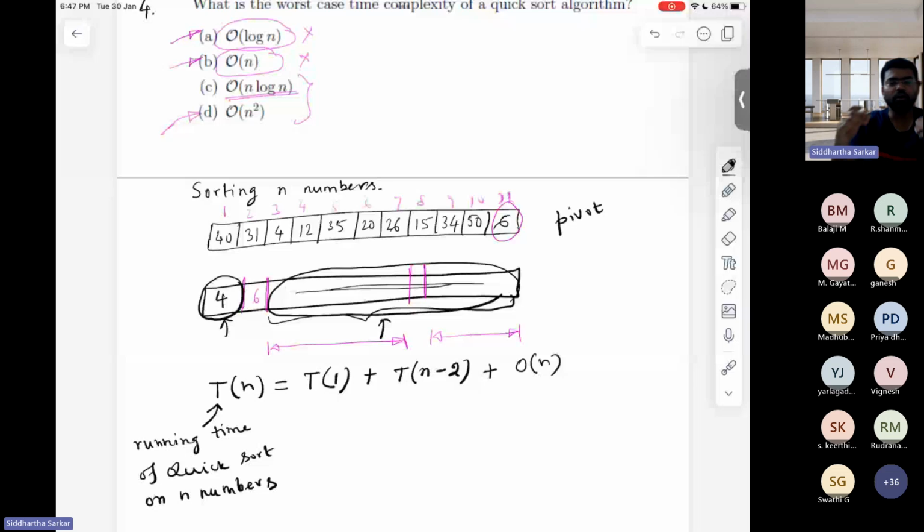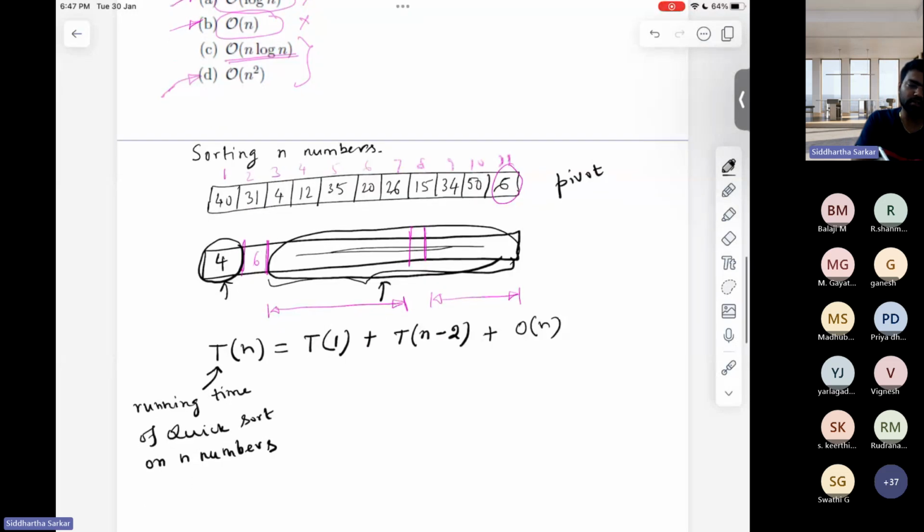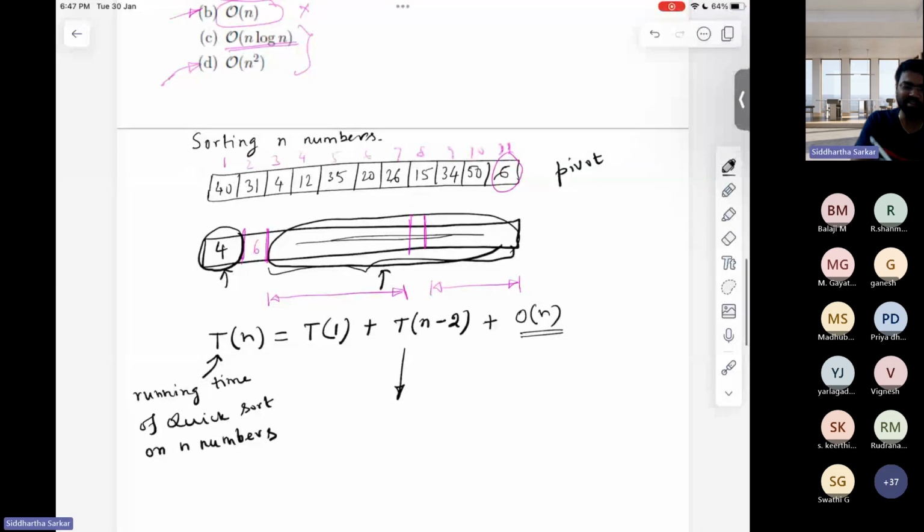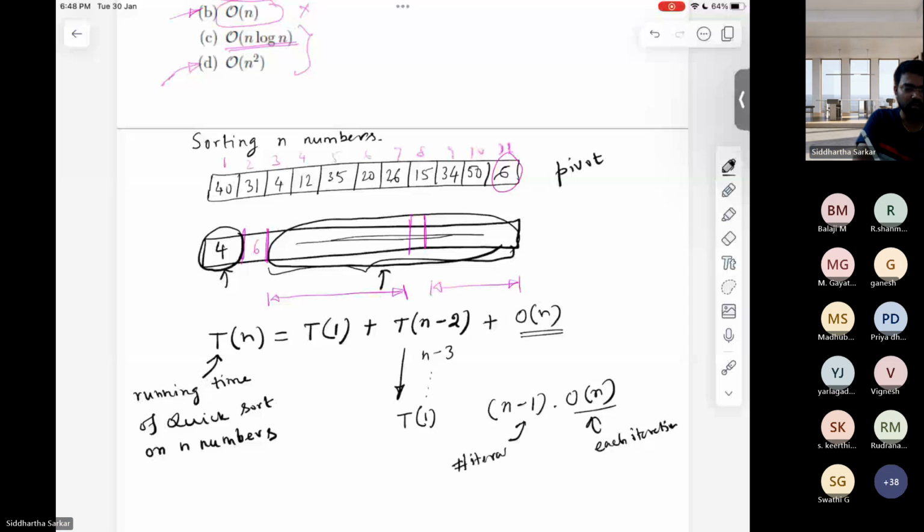So if you solve this recurrence, every step you are incurring order n time, and this recurrence terminates when all the T's become 1. From n minus 2, the next problem becomes n minus 3 and so on. So there are n minus 1 iterations, and in each iteration you take order n time. This is the cost of each iteration, and this is the number of iterations. So this is order n squared. This is the problem.